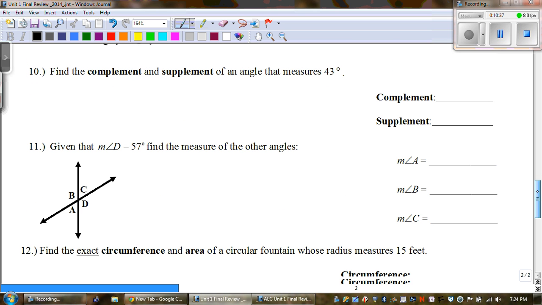All right, number 10. Find the complement and the supplement of an angle that measures 43 degrees. Remember that a complement adds up to 90 and the supplement adds up to 180. So to find those missing measurements, all we have to do is subtract. So when we're subtracting, I can't take 3 from 0, so the 9 turns into an 8, and the 0 turns into a 10. 10 minus 3 is 7, and then 8 minus 4 is 4. So our complement is 47, and don't forget that we're talking about degrees here.